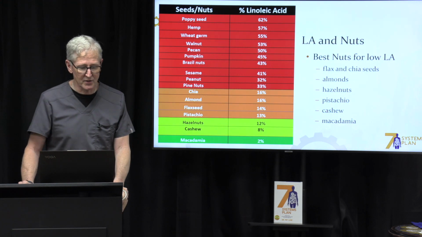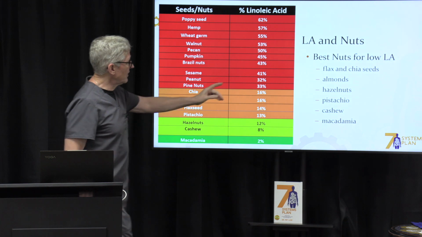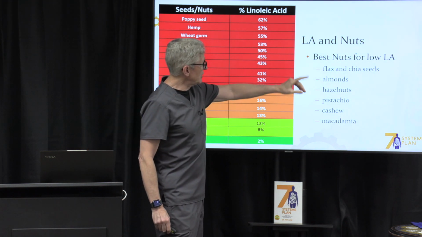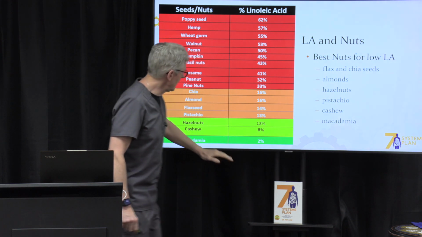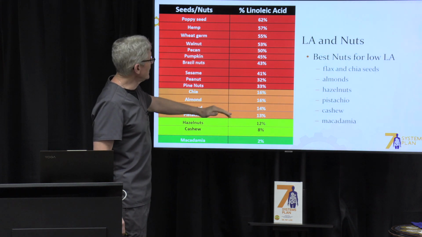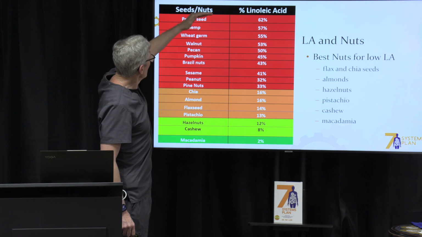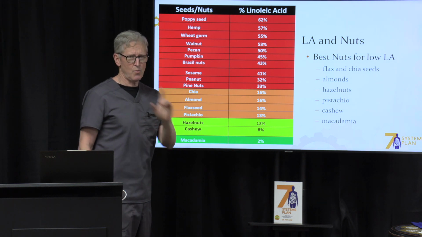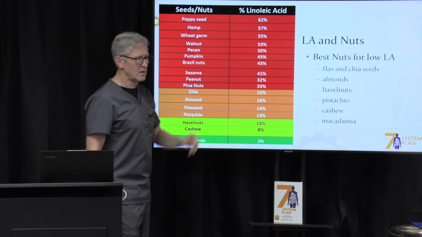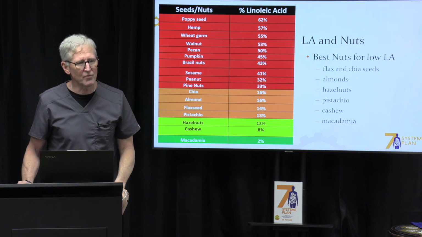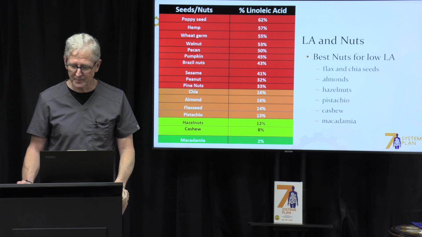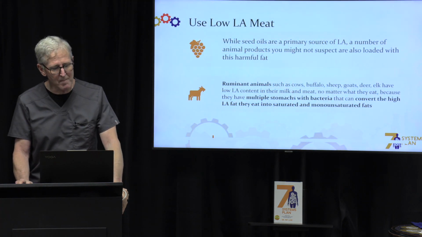The best nuts would include nuts and seeds, flax and chia seeds, almonds, hazelnuts, pistachios, cashews, and macadamia. And again, they're down here low in linoleic acid, whereas some of the nuts are higher. Now, walnuts, you'll notice, are higher. That doesn't mean you shouldn't have walnuts, but it just means you shouldn't have walnuts every day. Let's move on and talk about meat.